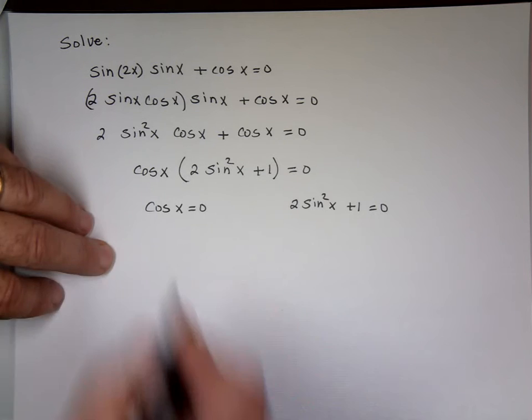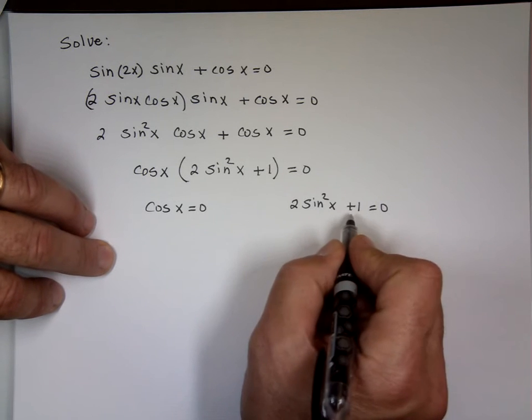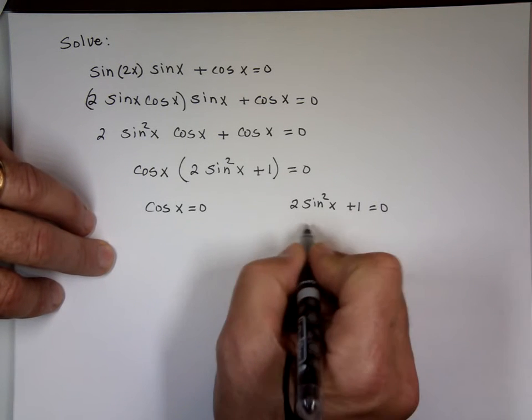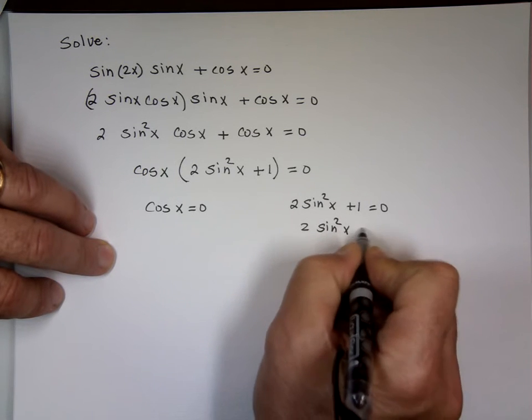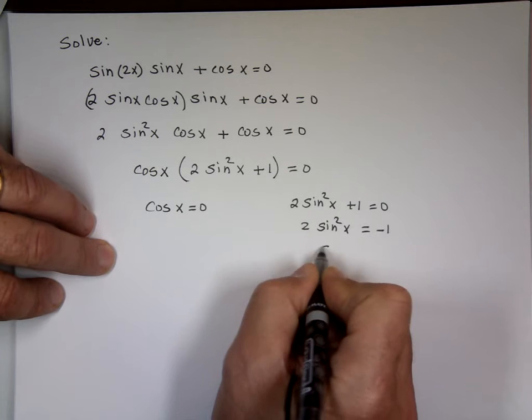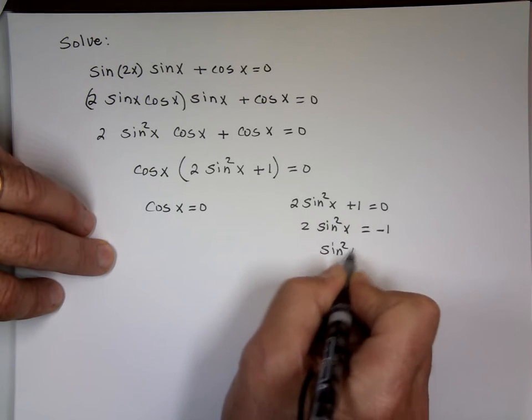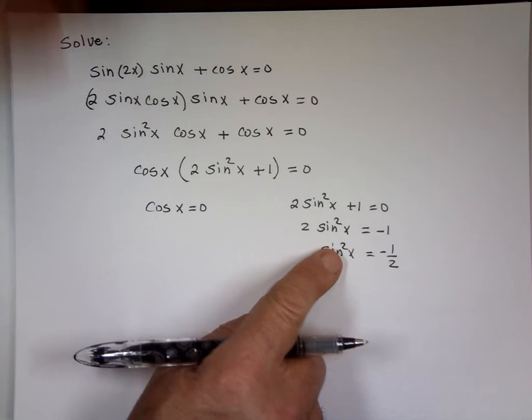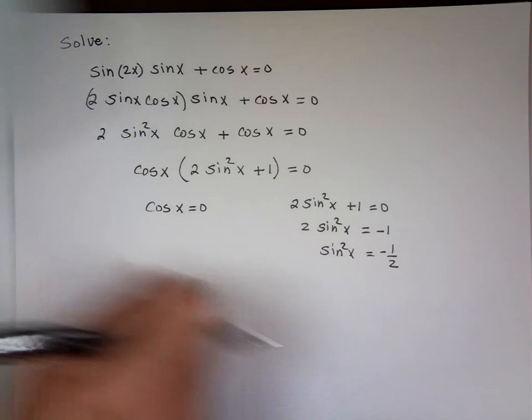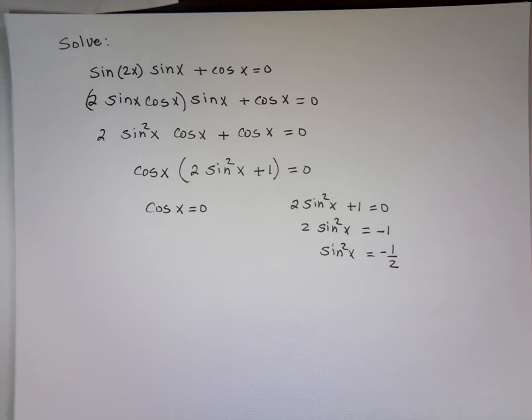Now, let's solve this one. Simplify that first. 2 sine squared x equals negative 1, or sine squared x equals negative 1/2. Stop right there. You have something squared equals a negative number. Is it possible? No. No solution to this.